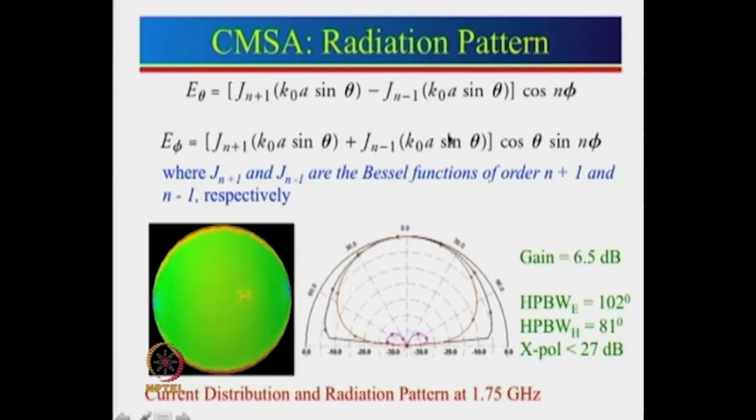So how do we calculate the radiation pattern? The radiation pattern is again very similar to the rectangular microstrip antenna. We can still find E theta and we can still find E phi, but over here the radiation pattern involves Bessel functions. Jn plus 1 and Jn minus 1 are the Bessel functions of order n plus 1 and n minus 1 respectively, and these things take a lot of time to compute.